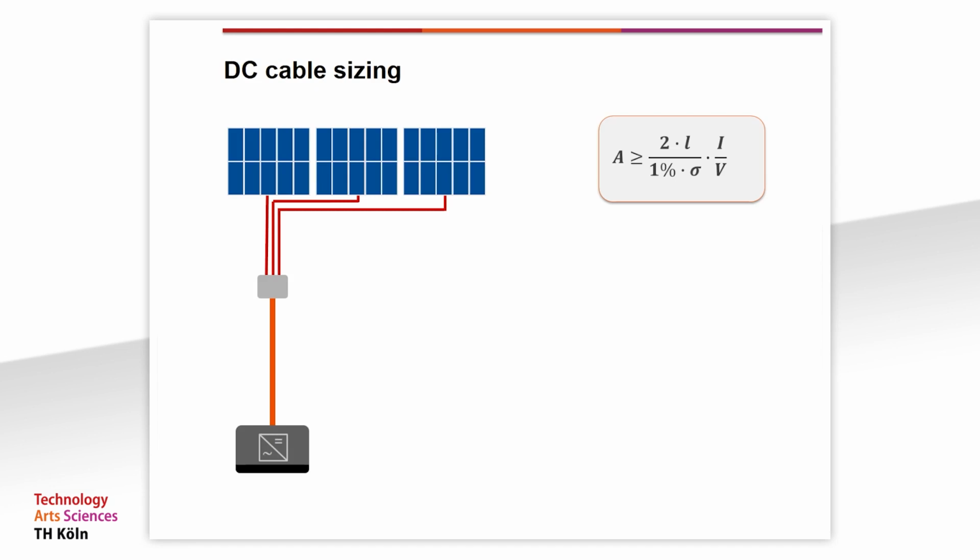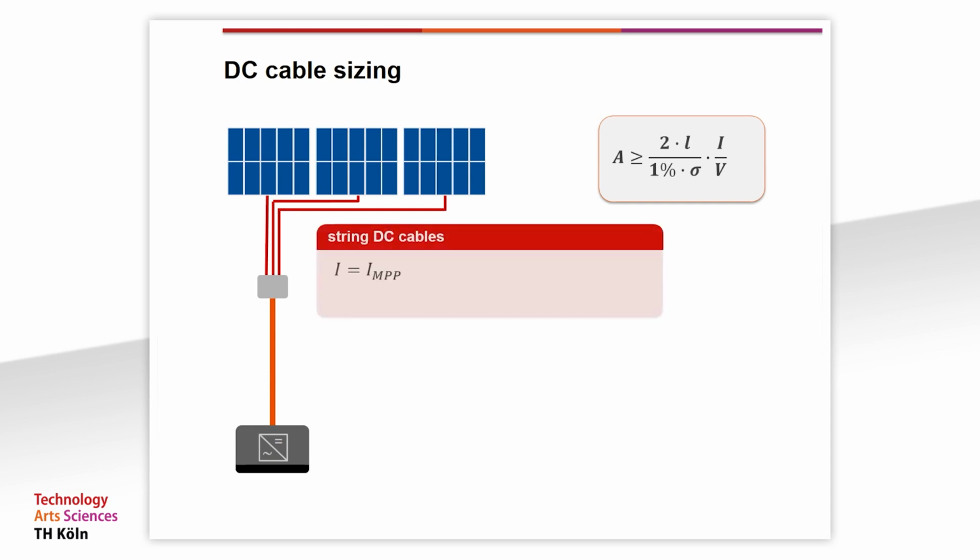We have just seen that the required cable cross-section depends not only on the length of the cable, but also on the current to be transported. It is also inversely proportional to the voltage. Let's take a look at what this means for the various cable sections in a PV system. In string cables, a certain number of modules are connected in series at a time. The current in the string cables therefore corresponds to the current of one module. For the cable dimensioning, we use the module current in the MPP. The voltage is equal to the number of modules per string times the MPP voltage of one module.